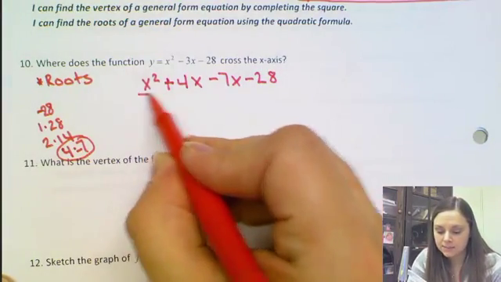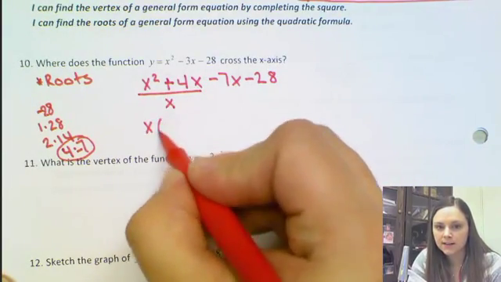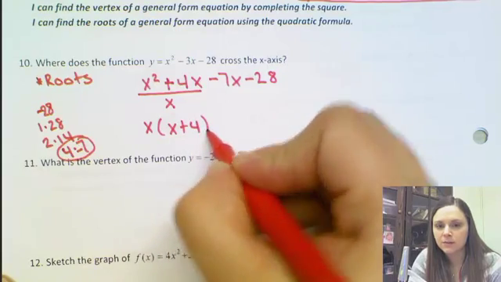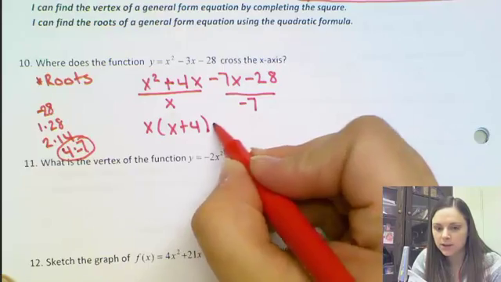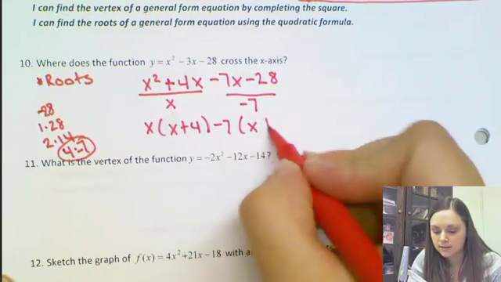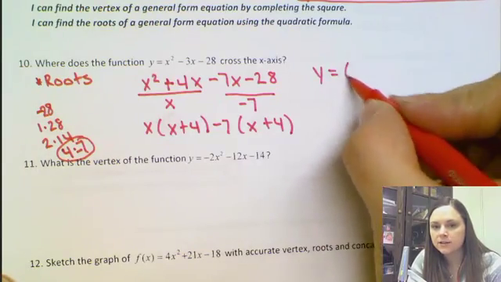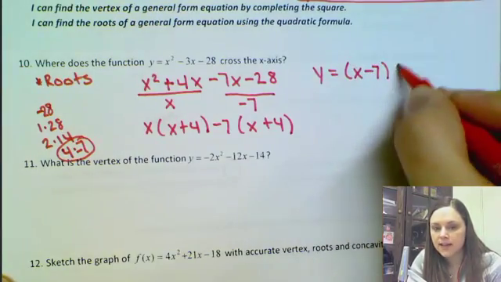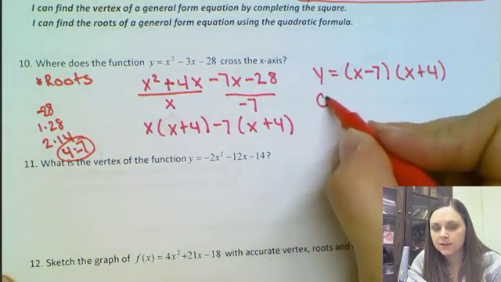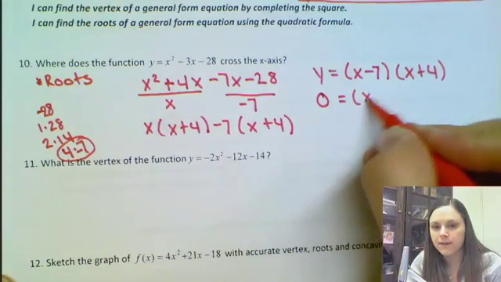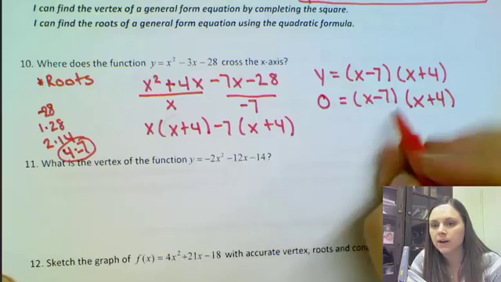So if I expand this out and change this to plus 4x minus 7x minus 28, I can now group. I can take those first two terms, and all I can factor out is x. So I get x times x plus 4. From the second two, I can factor out negative 7, so minus 7, and I'm also left with x plus 4. So that leaves us with our two factors being x minus 7 and x plus 4.